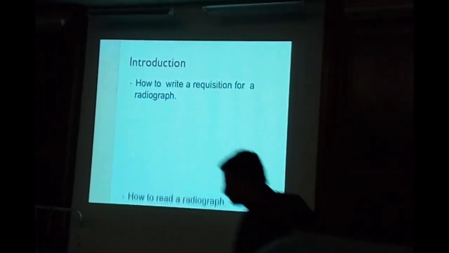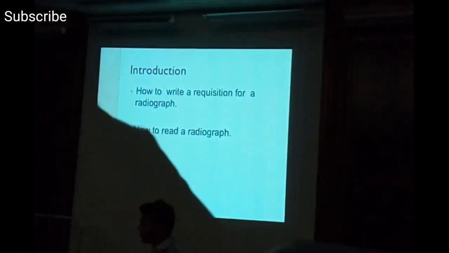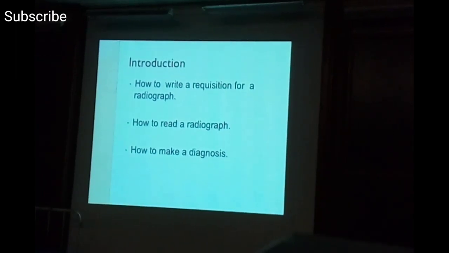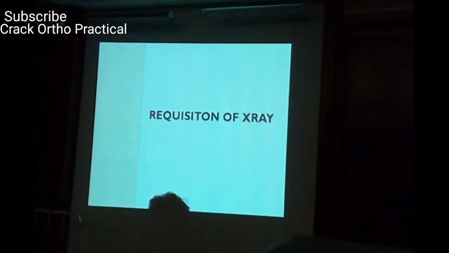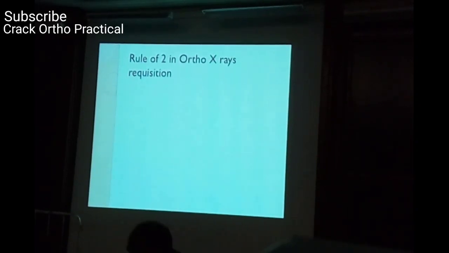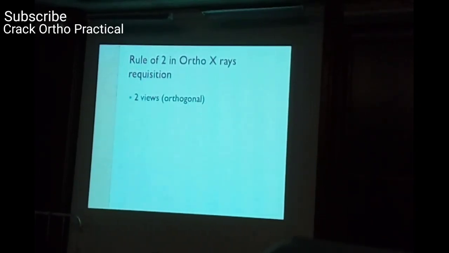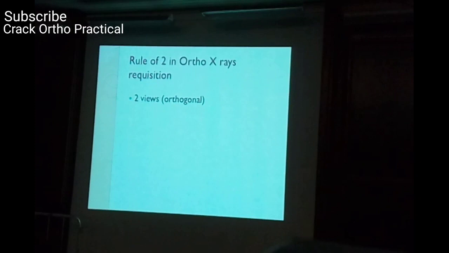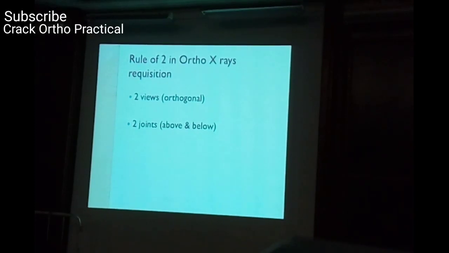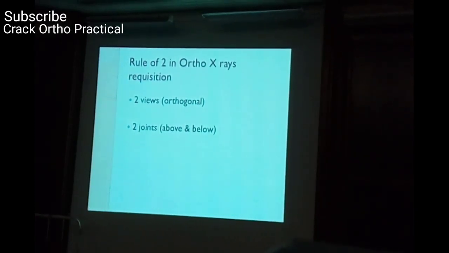Requisition for a radiograph, how to read a radiograph, and how to come to a diagnosis with a radiograph. So one by one we will see all of them. So requisition of X-rays, it is a rule of 2 in orthopedics. Every time you have to order for minimum 2 views which are 90 degrees to each other, like orthogonal views. Sometimes more, sometimes 3, sometimes obliques, sometimes 4, but minimum 2.